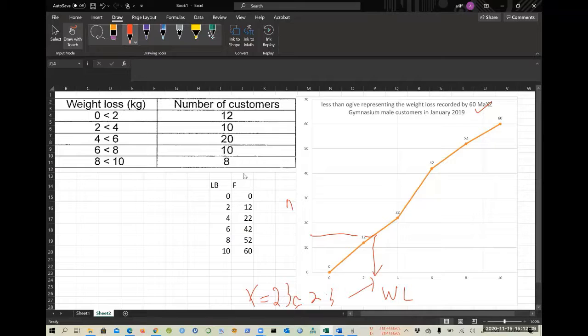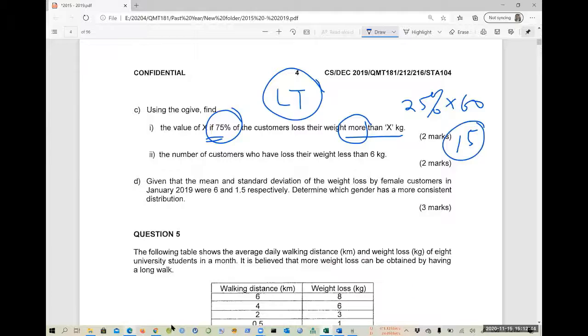Okay, so if this is the case, kalau katakan soalan ni, if you are using less than, and the question asks you 75% of the customers lost their weight less than X kilogram, so you are using less than. So then you are going to use the 75%. But in this question, you are using the less than ogive, but the question asks you for more than X kilogram. So that's why you have to use the reciprocal, that is using 25%, not the 75%.